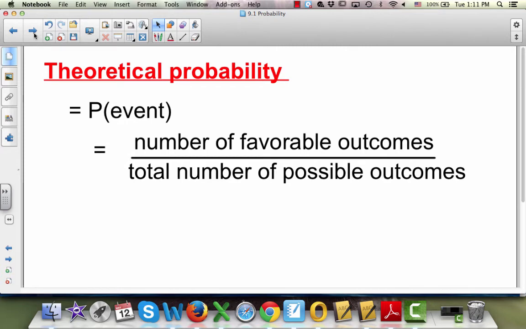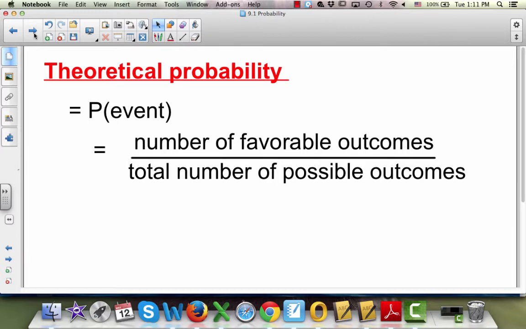Okay, in this lesson we're going to be studying theoretical probability. There are two types of probability, theoretical probability and experimental probability. Experimental probability will be the next lesson. Theoretical probability is the number of favorable outcomes over the total number of possible outcomes.